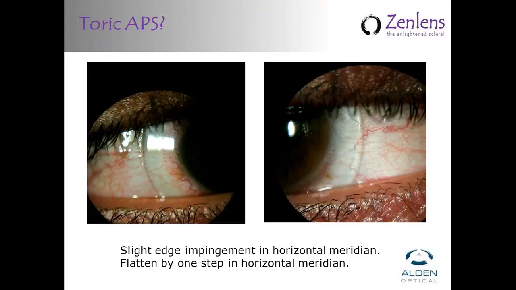This is another example of a lens that I thought required a toric lens design. Here you'll see horizontally it doesn't look too bad. This side here at 3 o'clock actually looks pretty good. Now I'm looking to see if that vessel's moved sideways. I'm not seeing it. It doesn't look like it's too loose. Over here at the 9 o'clock position, a little bit of blanching, a little bit of injection in the limbal area. So this might be one of those situations where you say, maybe I should flatten it. So let's flatten that by 1 step.